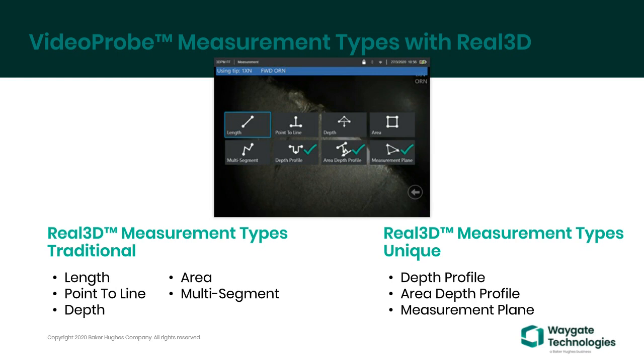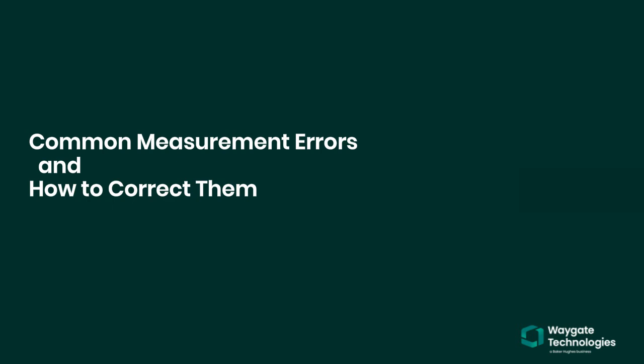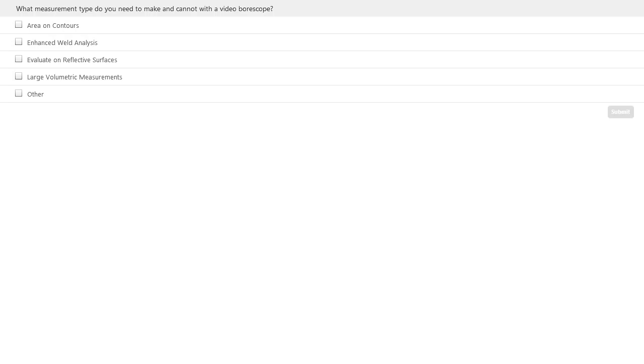Let's have a discussion on common measurement errors and how to correct or prevent them. Keep in mind that not all surface types nor all indication types may be measurable. I'm curious to know, what measurement types do you need to make and cannot make with your video borescope?